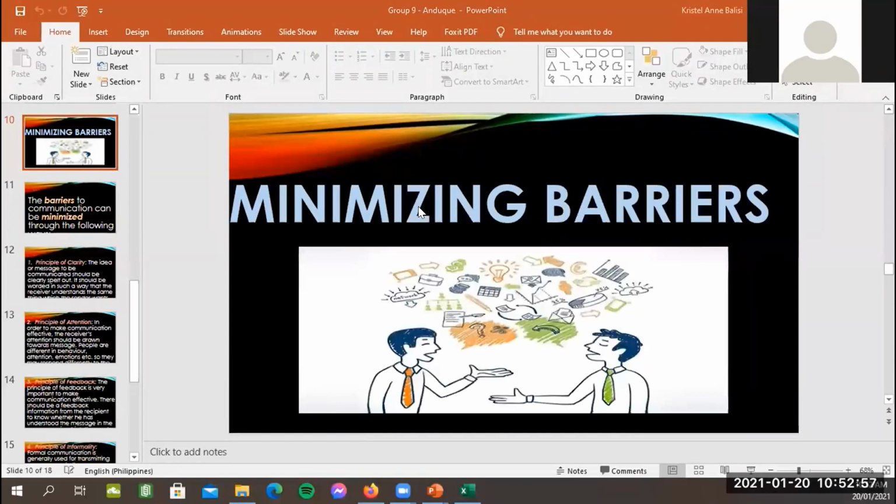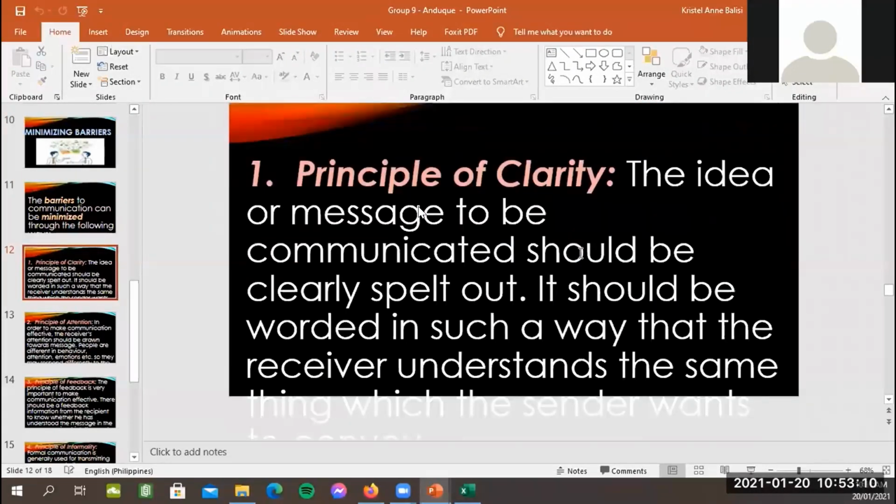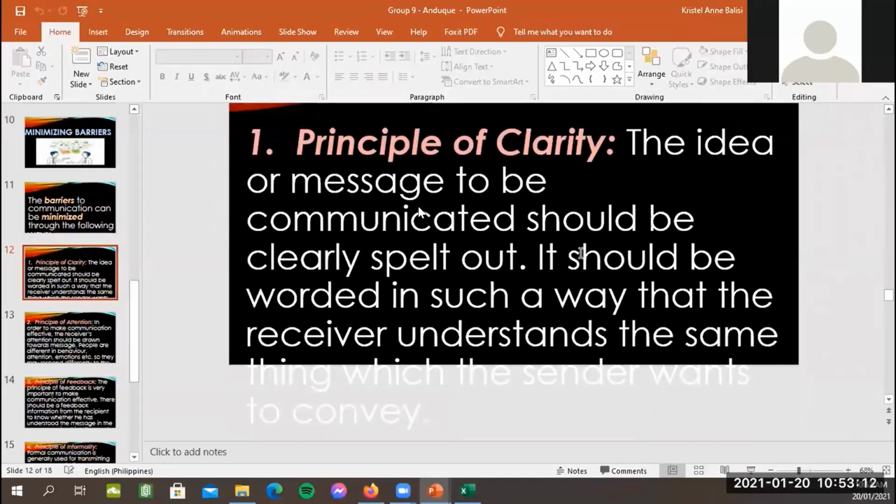Good morning, ma'am. Good morning, classmates. My topic is all about minimizing barriers. Number 1, principle of clarity. The idea or message to be clearly sent out should be worded in such a way that the receiver understands the same thing which the sender wants to convey. Dapat daw pong maunawaan ng receiver ang mensahe o ideya na ipapadala kahit malayo man ito.